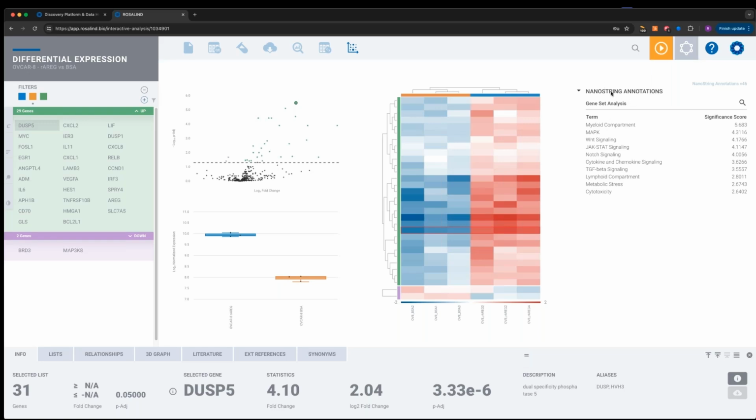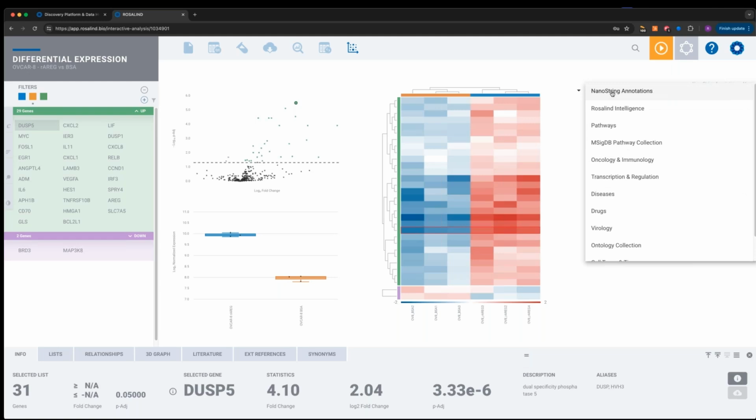We can access all that additional information by clicking on this drop-down menu here. And these are the high-level categories of the additional knowledge bases, which are found in Rosalind. So let me show you some of these and some of the information we can get out of these. So let's go to our, let's say, pathway section.